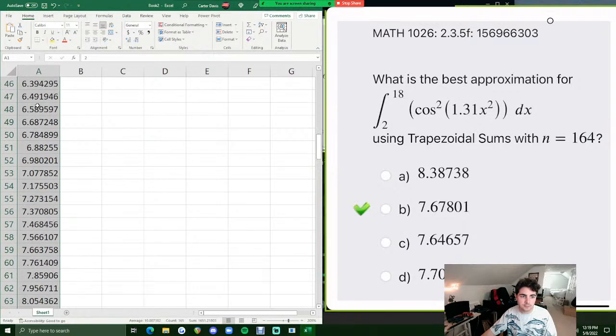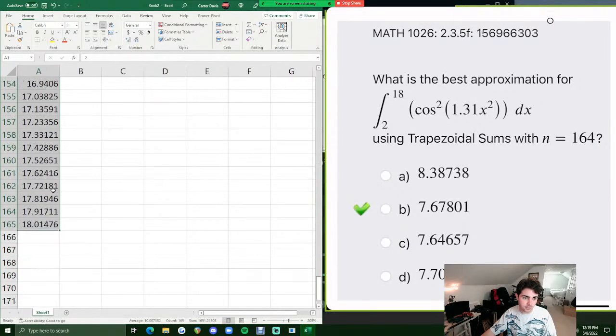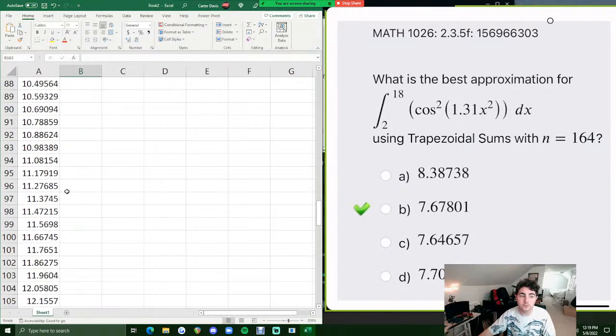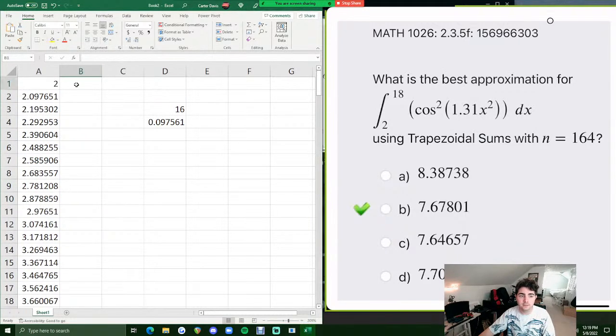A better question is, did we fill out 164? Maybe not. We want 164 trapezoids, but that is created with 165 cells or data values, because from here to here is one width, and then from here to here is another, and so on. So we do need 165 values.